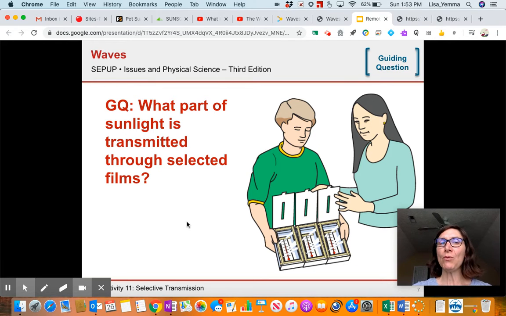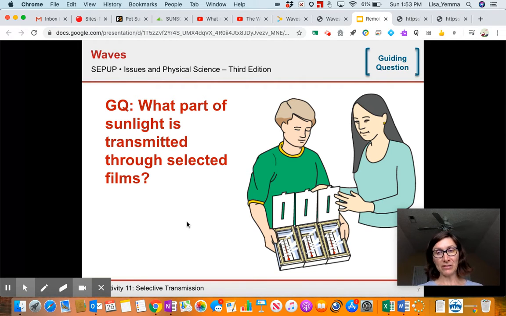So our guiding question today: what part of sunlight is transmitted through selected films? So the experiment that we would do is we would take our phospho boxes again. So those phospho boxes that we used last class where we looked at a little bit of absorption and reflection with the colors and how much energy. We're going to take those same phospho boxes and we're going to open them. And there's the phospho strip on the bottom, but we don't need that right now. Right now, we're going to put a thermometer in each box.